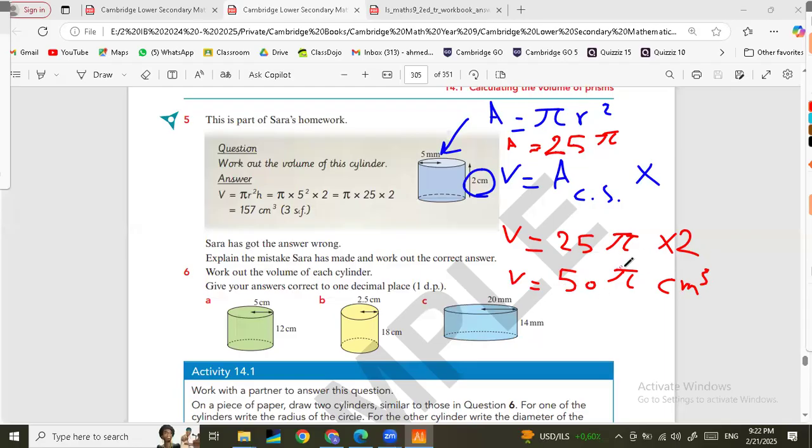Do this on the calculator, then you need to round the answer. If they're requesting that you round the answer to one decimal place, then round it to one decimal place. If they're requesting three significant figures, then you round it to three significant figures, and so on.